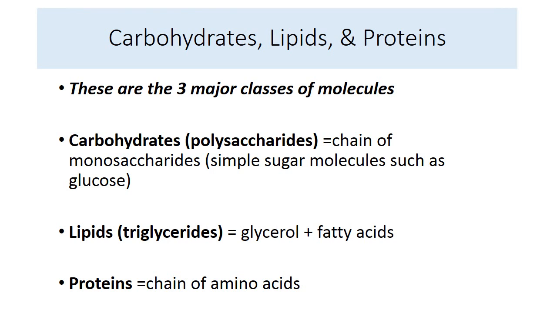The 3 major classes of nutrient molecules that we consume are carbohydrates, lipids or fats, and proteins. Carbohydrates are large molecules that are made up of a chain of simple sugar molecules known as monosaccharides, such as glucose. Lipids, or fats, also known as triglycerides, have the building blocks glycerol and fatty acids, and proteins are made up of chains of amino acids.